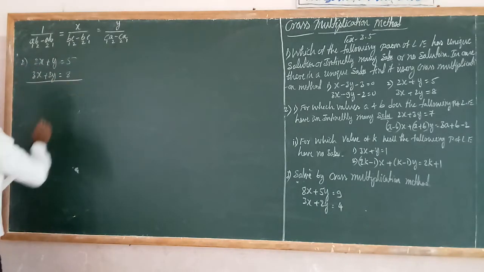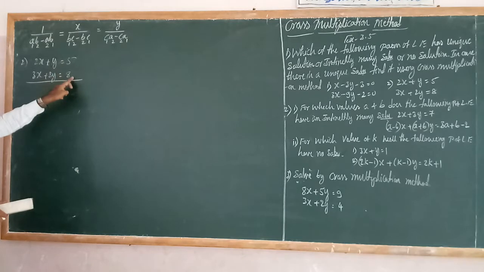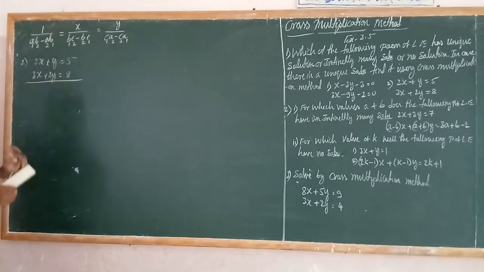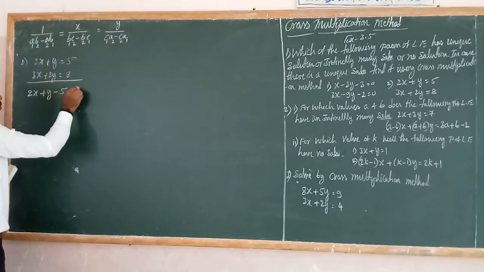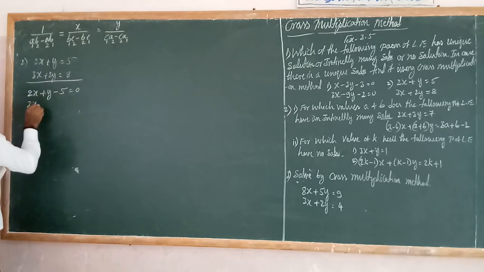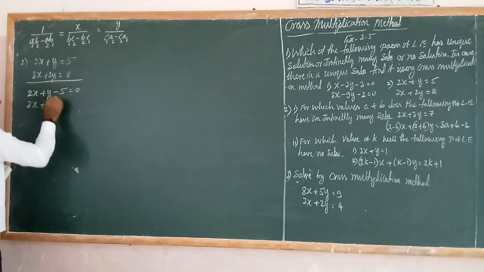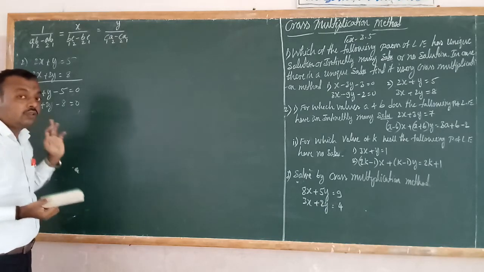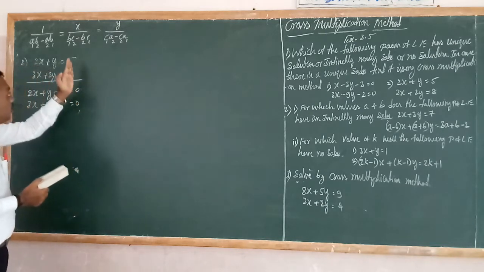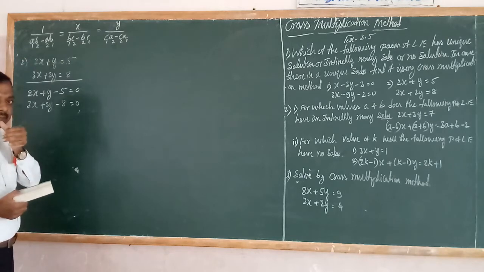See students, here on the RHS the numerical term is there. This numerical term we have to send to the LHS. So 2x plus y, plus y coming across becomes minus 5, so 2x plus y minus 5 is equal to 0. Now 3x plus 2y minus 8 is equal to 0. This is only for the cross multiplication method. In the substitution method and the elimination method, you need not send the numerical term to the LHS side. Okay. Next.